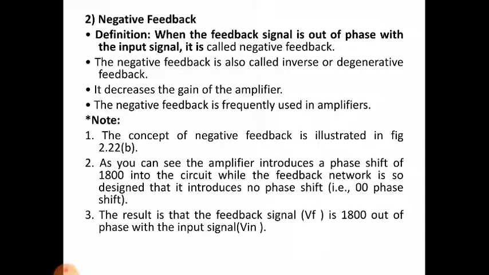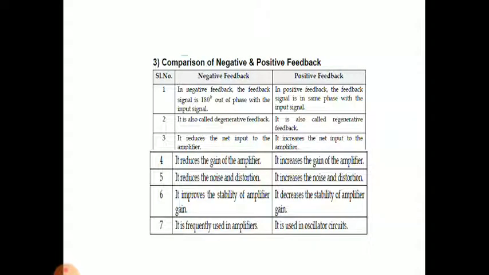So in the negative feedback concept, the amplifier introduces a phase shift of 180 degrees into the circuit, while the feedback network is designed so that it introduces no phase shift, that is 0 degrees. Read that 1800 as 180 degrees phase shift. The result is that the feedback signal Vf is 180 degrees out of phase with the input signal. So that is the concept of positive feedback and negative feedback.